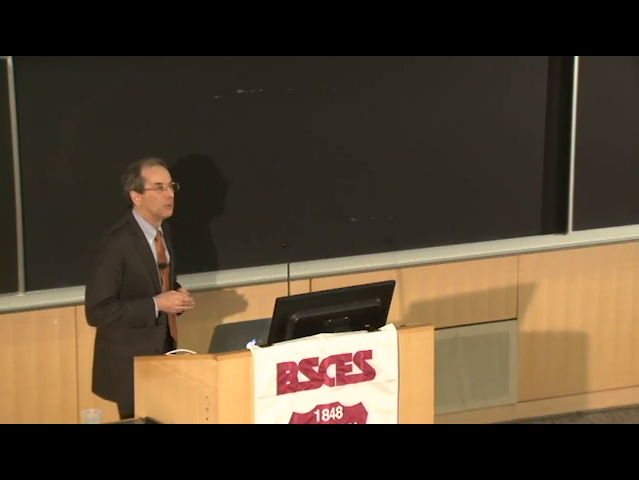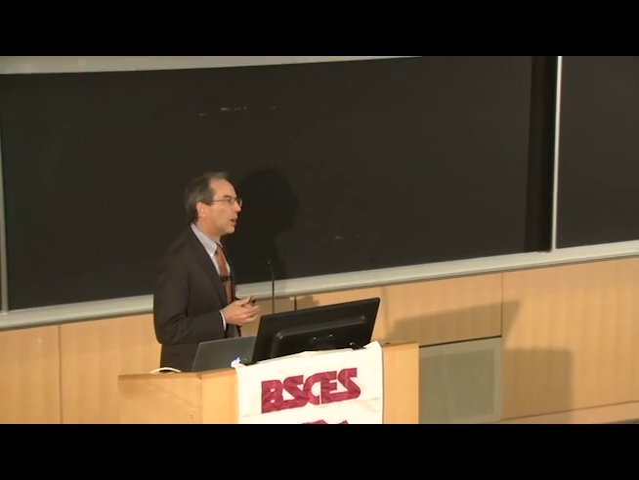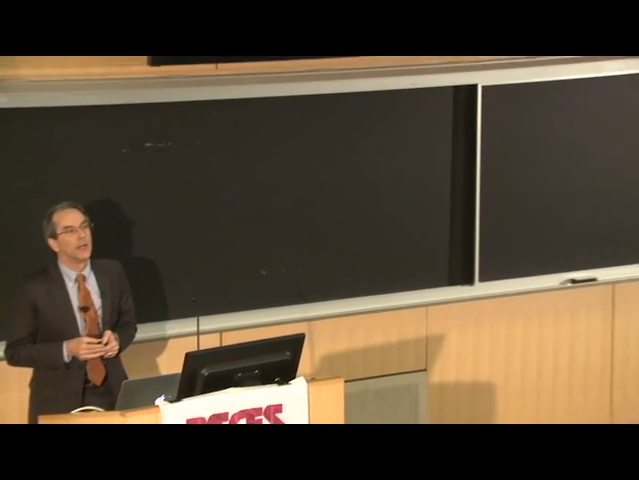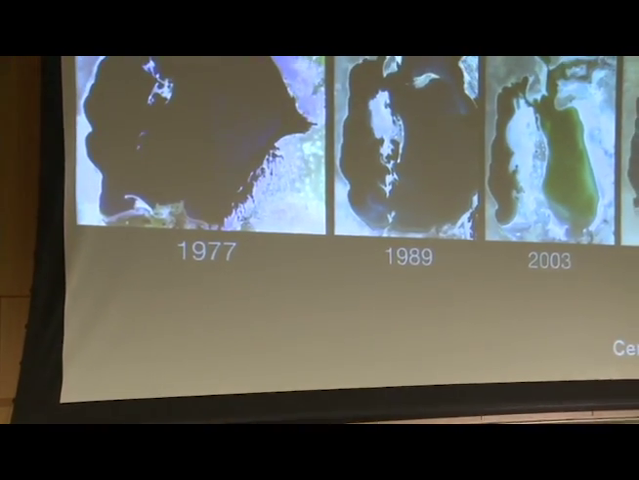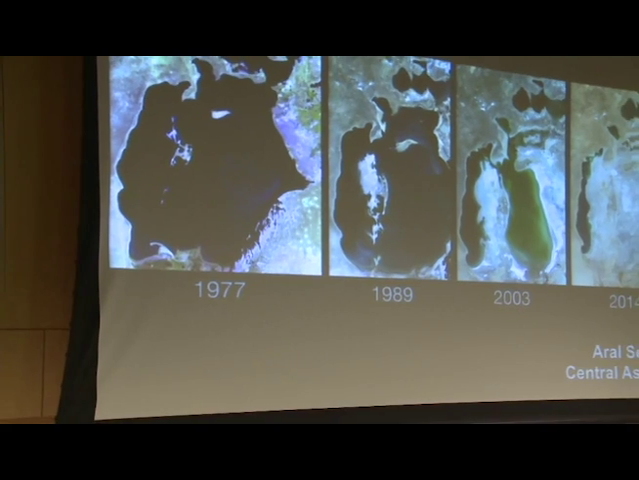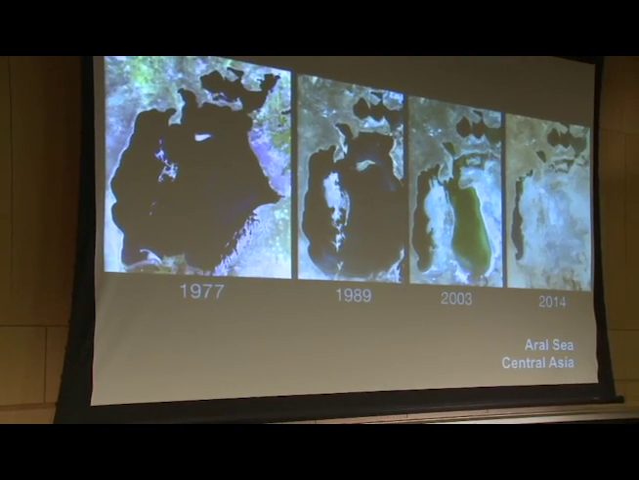This is a by now famous picture. This was the world's 4th largest freshwater lake, the Aral Sea. It is the size of Lake Erie plus Lake Ontario, to give you a sense of scale. Like those lakes, it had cities around it. It had a fishing economy.